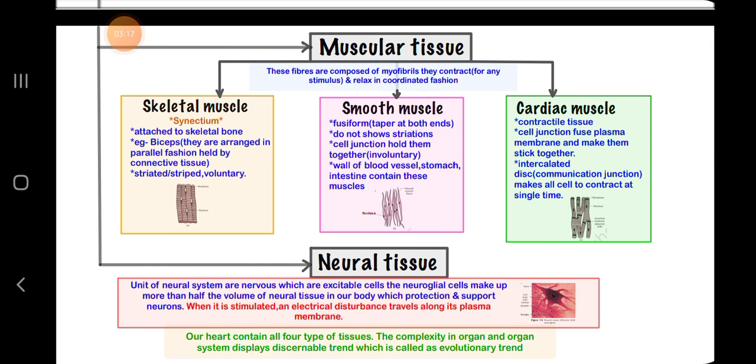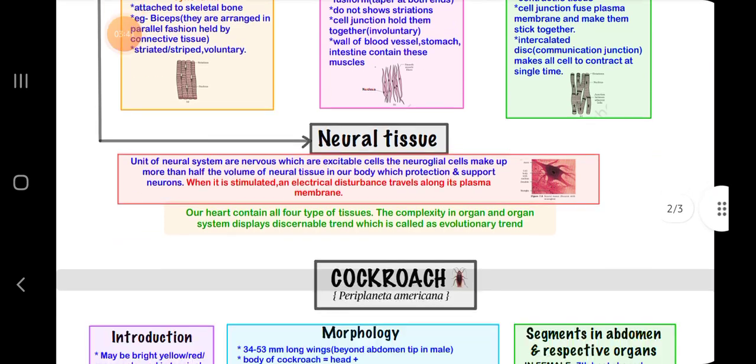Then smooth muscles taper at both ends and do not show striations. Cell junctions hold them together. Walls of blood vessels, stomach and intestine contain these muscles. Then cardiac muscle is contractile tissue, where cell junctions fuse the plasma membranes and make them stick together. Intercalated discs make all the cells contract at a single time.